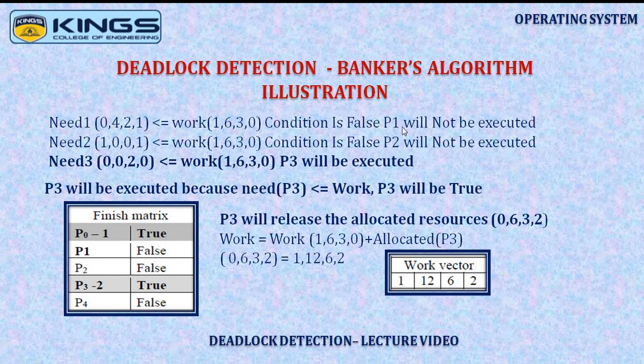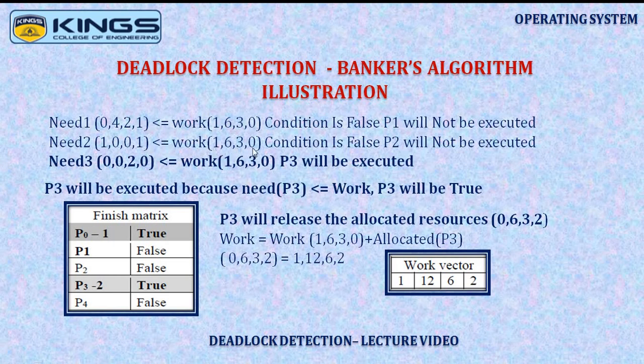So P1 will not be given permission to execute now. Now we are just moving on to process 2. Process 2 need matrix entry is 1, 0, 0 and 1. Now it is checked whether it is less than or equal to the work vector entries 1, 6, 3, 0.